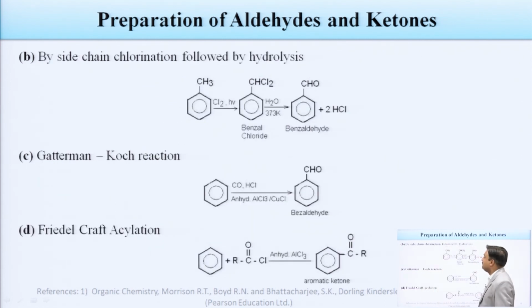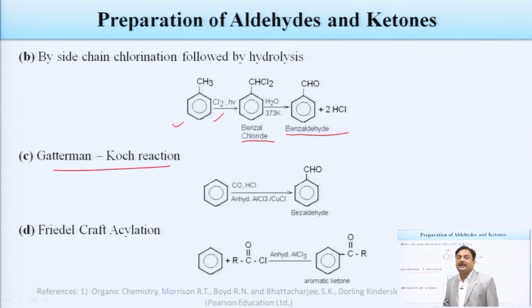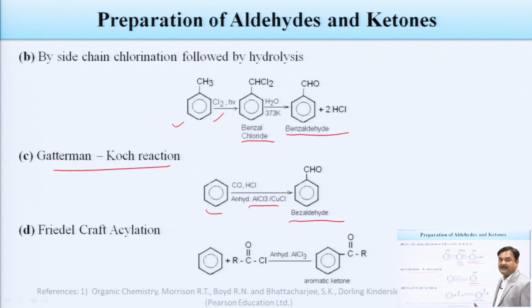The next method involves side chain chlorination followed by hydrolysis. Again toluene is being used and we are going for chlorination in the presence of light, which means this reaction follows the free radical mechanism. We are getting benzyl chloride, which on hydrolysis at high temperature will provide benzaldehyde. Next important method, you are all aware of the Gattermann-Koch reaction, which we use for formylation. So, benzene in the presence of carbon monoxide and HCl, and anhydrous AlCl3 will be used as a catalyst. That benzene will get formylated to give the benzaldehyde molecule.